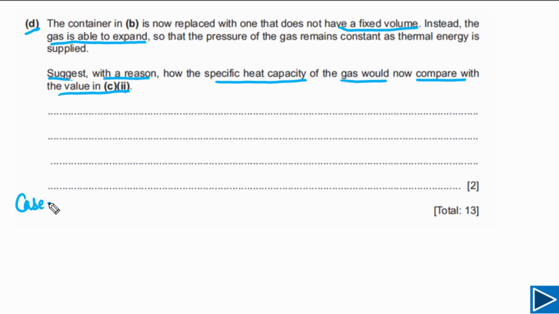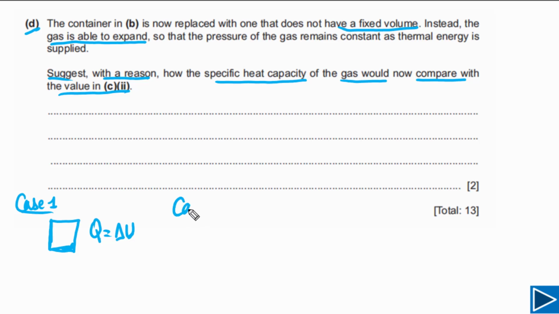Let's say for case 1 we had a container that has a fixed volume. So this container has fixed volume. So this is our case 1. In this case, to increase the internal energy, we have said that Q was only equal to delta U. It means all the thermal energy was used to increase the internal energy of the gas.